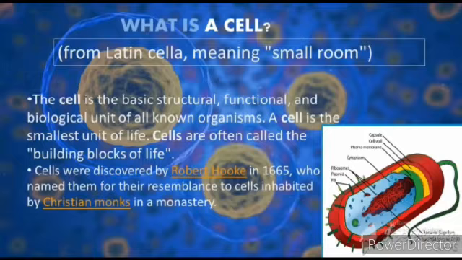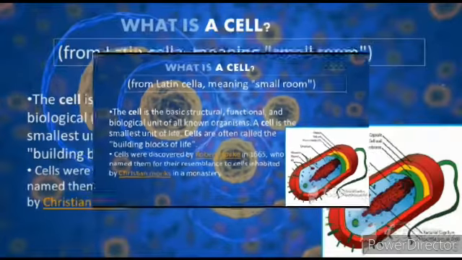Now the cell is the basic structural, functional and biological unit of all known organisms. What do you mean by this? Structural means the cell gives a structure to all organisms. A cell is a unit which together forms a tissue, and many tissues join together to form an organ, and several organs form a system.